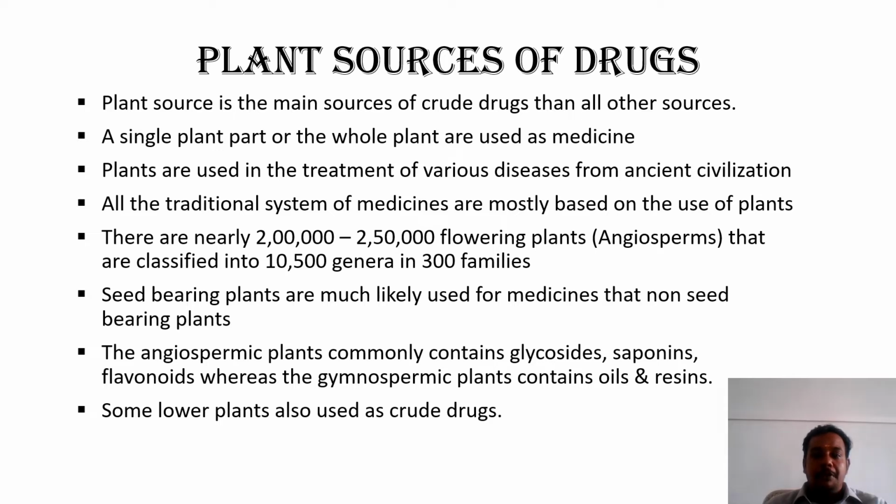Right? So if you talk about plant source, it's the main source of drugs compared to all other sources. A single part or the whole plant can be used as a medicine, and plants have been used by humans from ancient civilization, and nearly all the traditional systems of medicine mostly use plants as medicines. There are nearly 250,000 flowering plants which come under 300 families, and mostly spermatophytic, seed bearing plants are used as medicine rather than non-seed bearing plants.